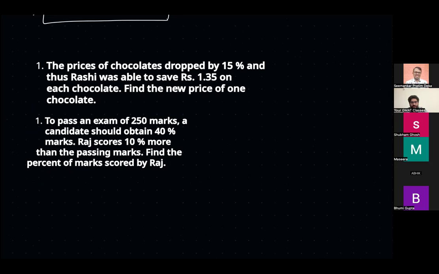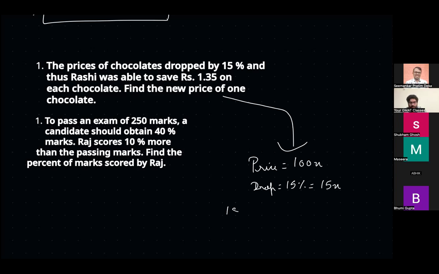So the first question: the price of chocolate dropped by 15% and thus Rashi was able to save 1 rupee 35 paisa on each chocolate. Find the new price of one chocolate. So I assume the price to be 100x. Drop is 15%, so 15% is 15x. This drop is equal to 1 rupee 35, so 15x equals 1.35. x equals 1.35 by 15. And I need the new price. So the new price would be 85x. 1.35 by 15 into 85. 7.65.